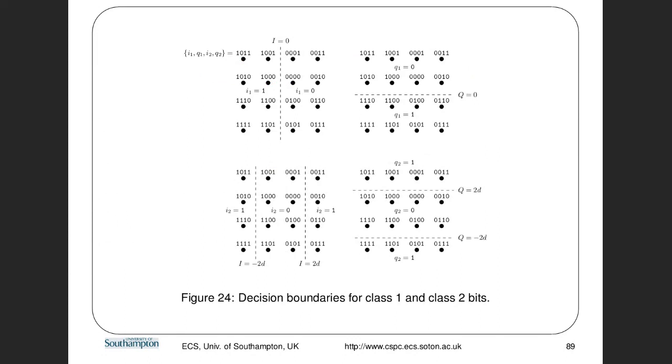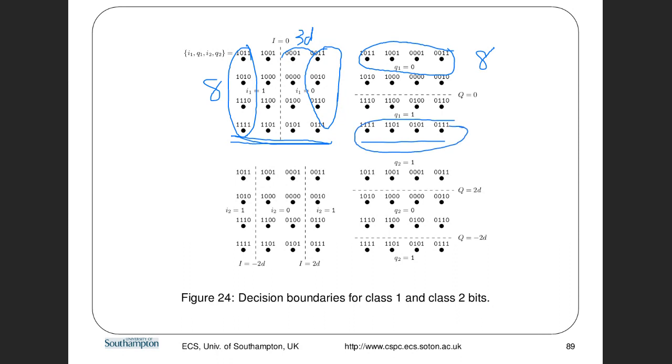Now, can anyone tell me for this figure how many constellation points are of distance 3D to the decision boundary? There are 8: this 4, and this 4. They are all of 3D to the decision boundary. And then the second figure is the same, so we have 8 constellation points, this 4 and this 4. They are all of 3D distance to the decision boundary.